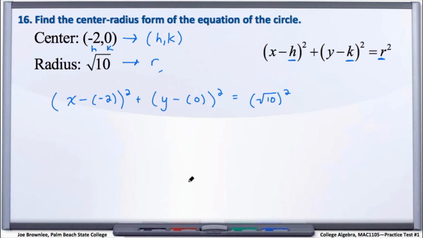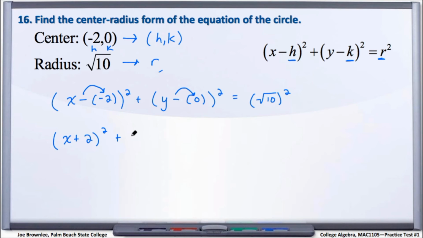And now we can go ahead, clean this up a little bit, and see what happens. So when we distribute this negative through, what we're going to end up with is what? Well, a negative times a negative is a positive, isn't it? So we'll have x plus 2 squared plus, here, if we distribute this negative through, we'll end up with a y minus 0, but y minus 0 or y plus 0 is really just saying y, isn't it? You're not adding or taking away anything.